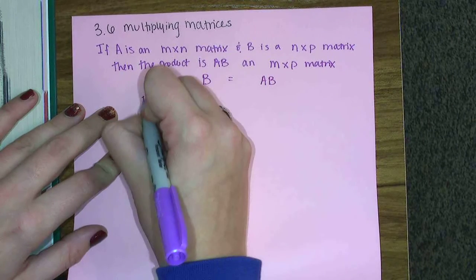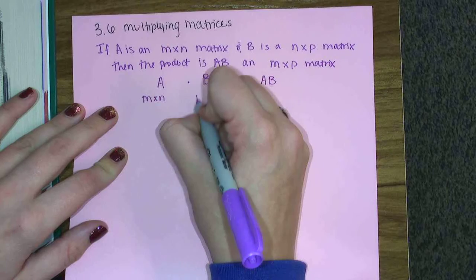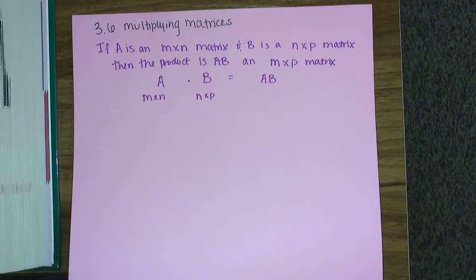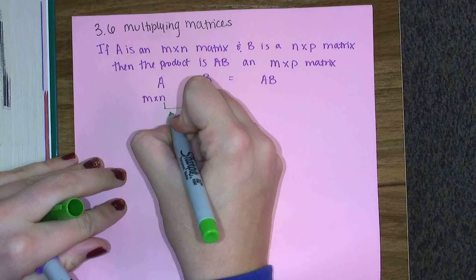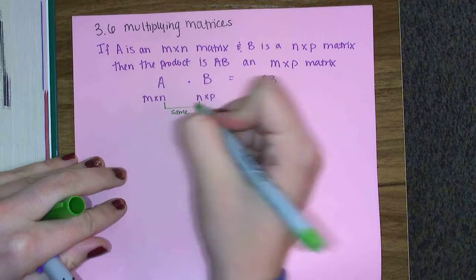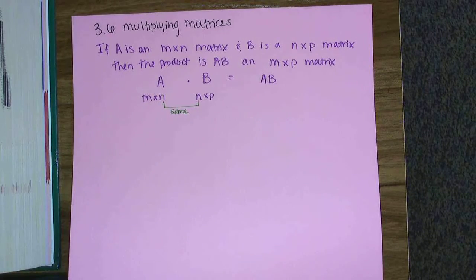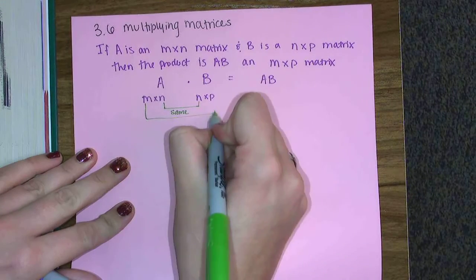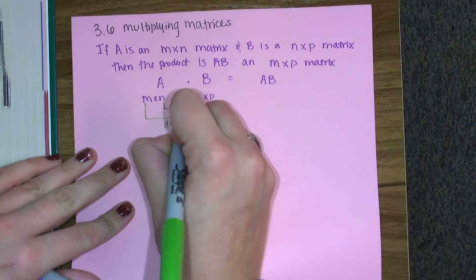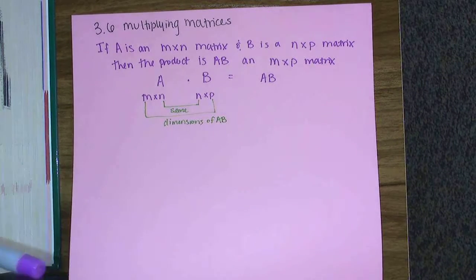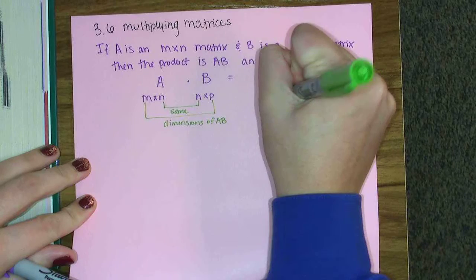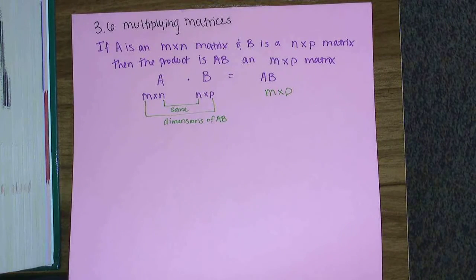Okay, so we have an M by N matrix and we have an N by P matrix. Okay, these middle two have to be the same. Okay, they have to be equal. Okay, and then these outer two are the dimensions of AB. Okay, and this will be an M by P matrix in this particular case.